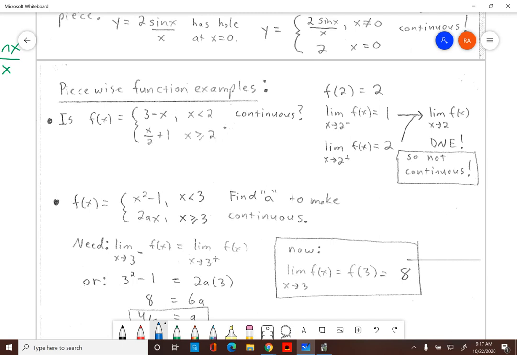If I check the limit as x approaches 2 from the right, I want to put 2 into this function here, and I get 2 over 2, which is 1, plus 1 is 2. So the limit as x approaches 2 from the left was 3 minus 2, which is 1. The limit as x approaches 2 from the right is 2 over 2, which is 1, plus 1 is 2. Since the limit from the left does not equal the limit from the right, the limit does not exist. Since the limit does not exist, you cannot be continuous. That's our flow of knowledge on that problem.